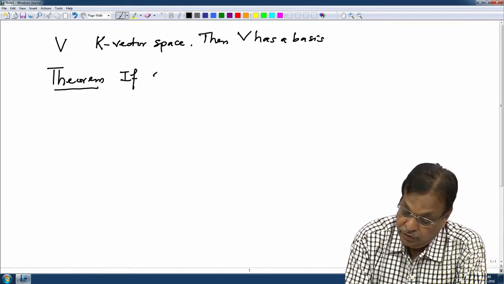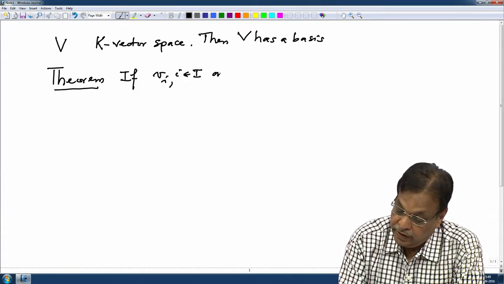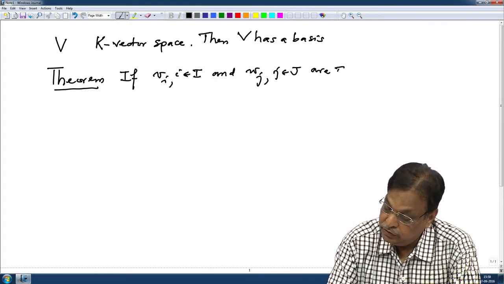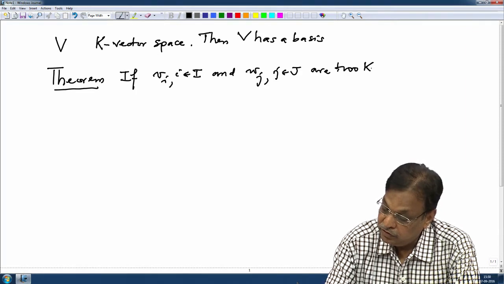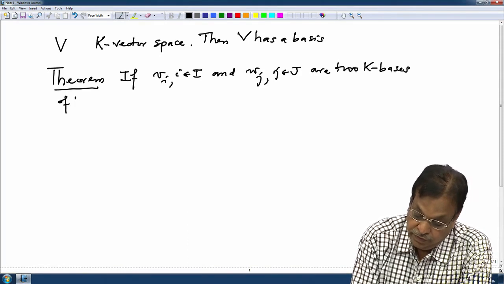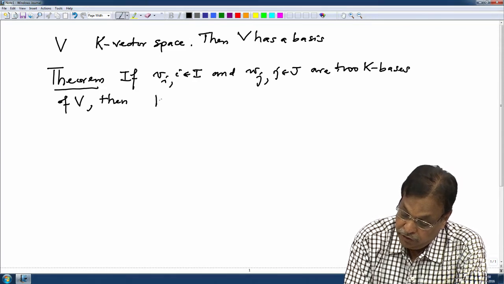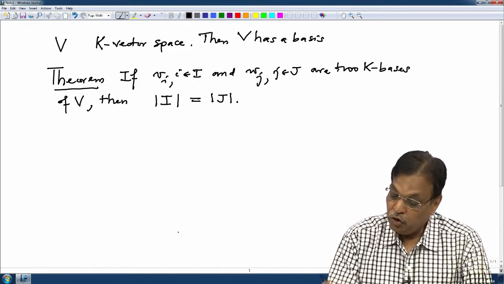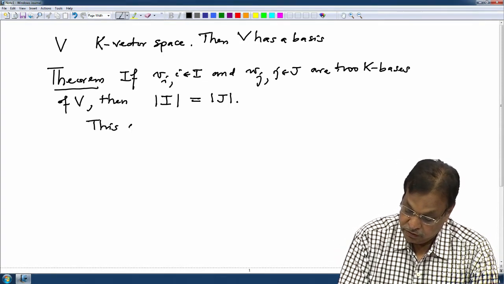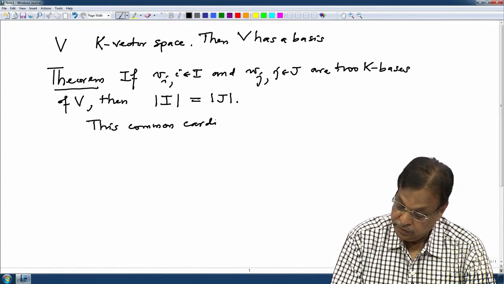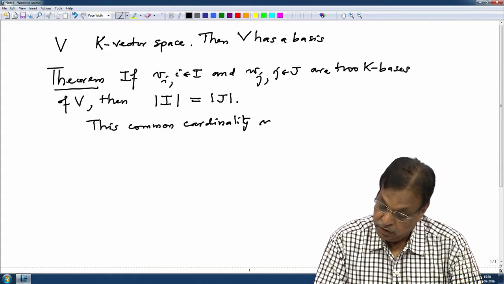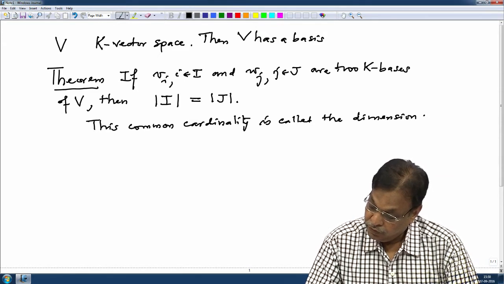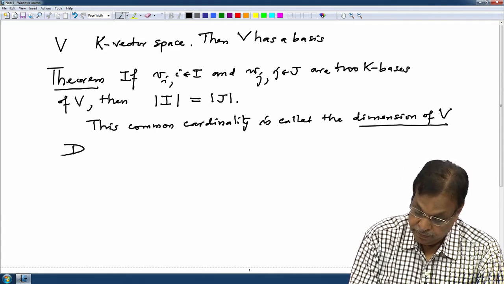If V_i, i in I, and W_j, j in J, are two k-bases of V, then the cardinality of I is equal to the cardinality of J. And this common cardinality is called the dimension of V, usually denoted by dim_k V.